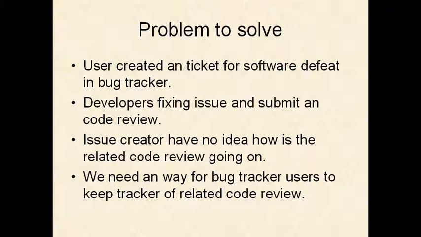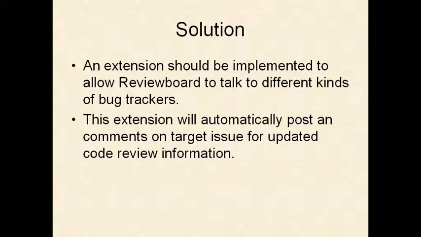Now the problem is that bug checker users have no idea what's going on with the code review. This is the problem my extension is going to solve. My extension provides a way for Reviewboard to notify the bug checker system about what happened on the code review. Basically, it posts a comment on the bug checker to provide the information of the code review.